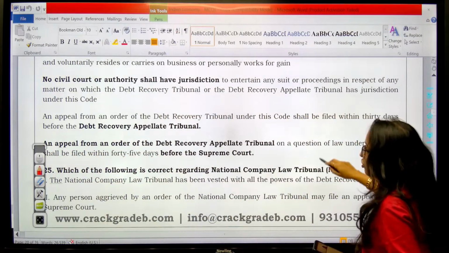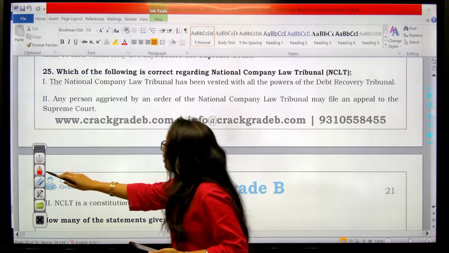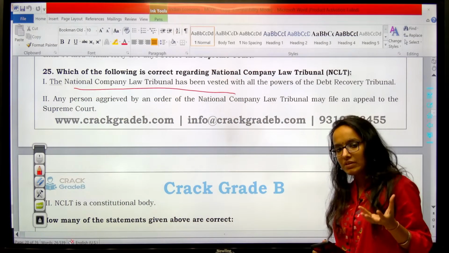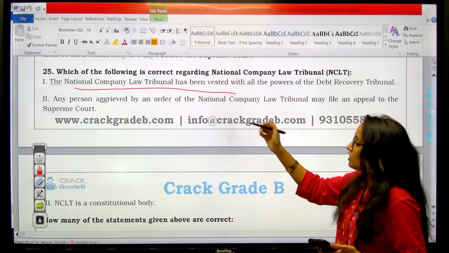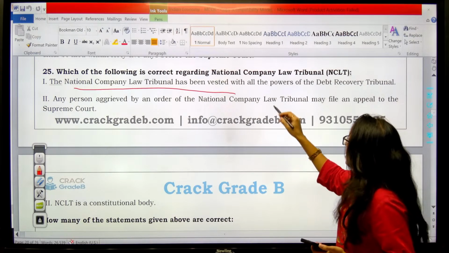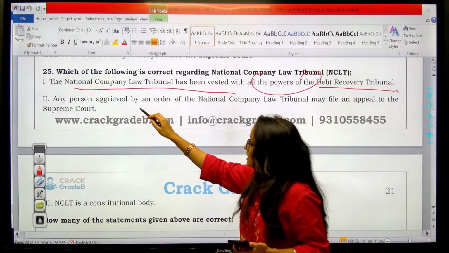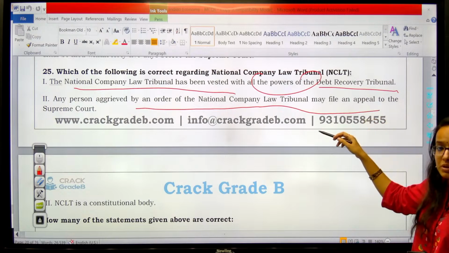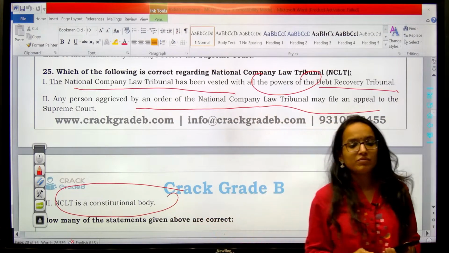Then if we talk about the next question, 25th question, National Company Law Tribunal. So as I told you, it takes up the cases of companies and limited liability partnership firms, right? LLPs. National Company Law Tribunal has been vested with all powers of Debt Recovery Tribunal. Any person aggrieved by an order of National Company Law Tribunal may file an appeal to the Supreme Court. NCLT is a constitutional body. Which of the above are correct?